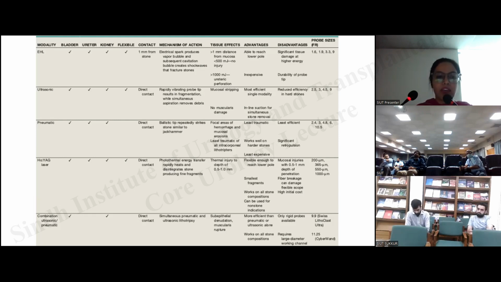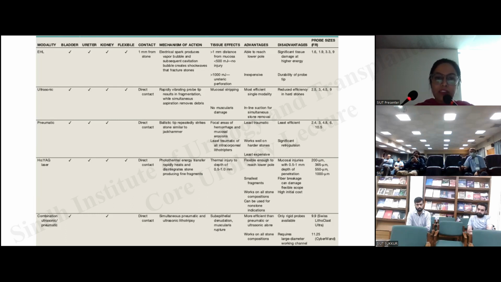Pneumatic lithotripsy is also used for kidney, ureter, and bladder. It cannot be used with flexible scopes. There should be direct contact. The ballistic tip repeatedly strikes the stone, similar to a jackhammer. Focal areas of hemorrhage and mucosal erosions can occur. It is the least traumatic of all the intracorporeal lithotripters.